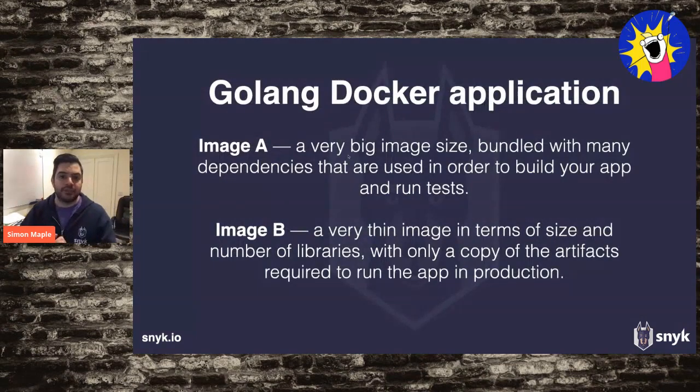So you might have a couple of images here for a Golang Docker application. One is a large image built with lots of dev dependencies in order to build your application and run your tests to make sure everything is ready to go to production. But image B is a much thinner image in terms of footprint and the number of libraries that you deploy into it, and it only has the artifacts required to run that application rather than build it.